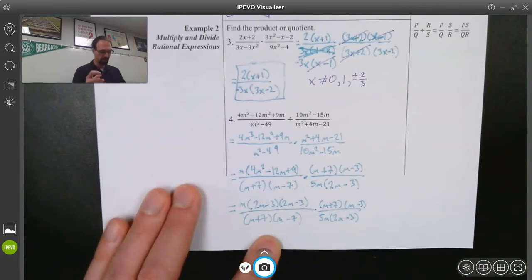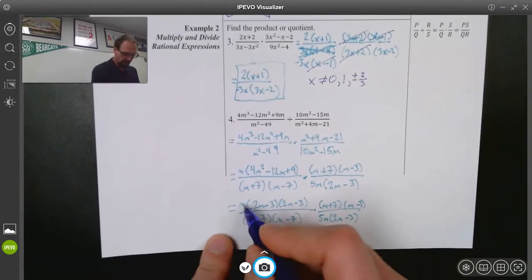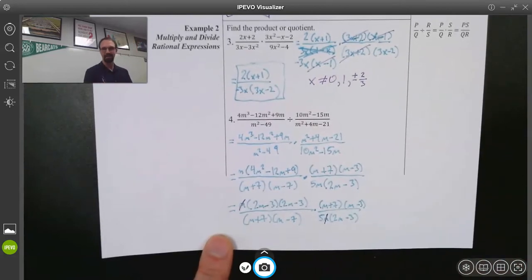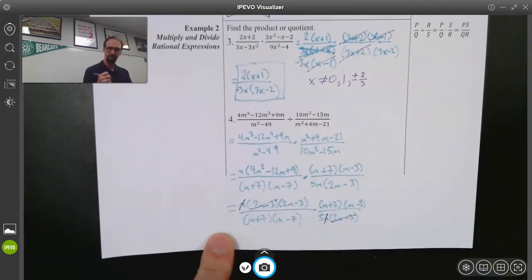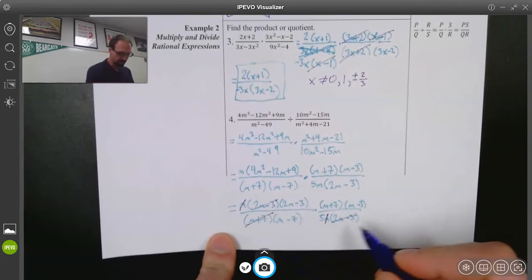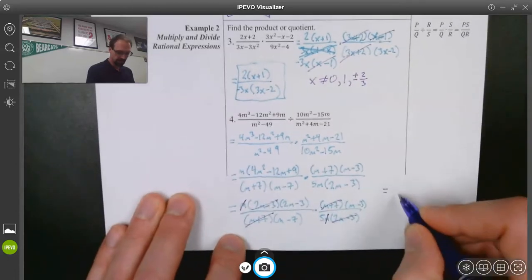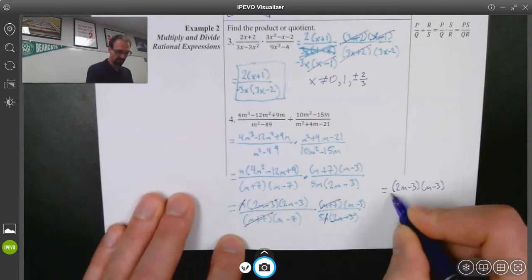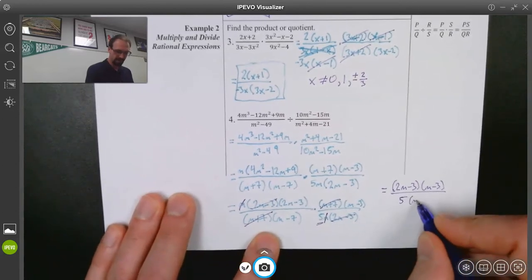So again, grabbing another color to keep track of everything I cancel. When I cancel or eliminate, I notice that I have an m here. This is going to eliminate just that m there, not the 5. The 5 is the coefficient. It does not get canceled. I have a 2m minus 3 that I can eliminate here. I cannot eliminate both, just one. And then this m plus 7 can eliminate with this m plus 7 here. And then I'm left with just these terms. So I am left with 2m minus 3 times m minus 3 in the numerator. And then in the denominator, I'm left with a 5. Don't forget that 5. And then an m minus 7.